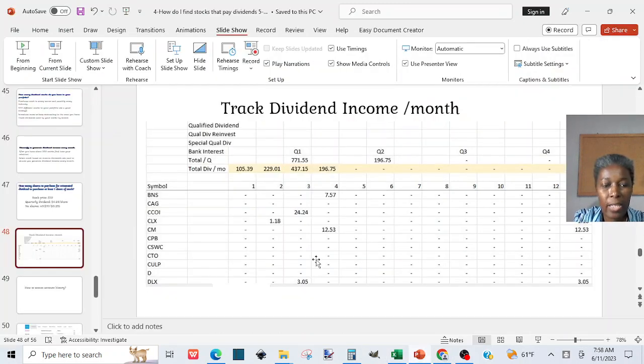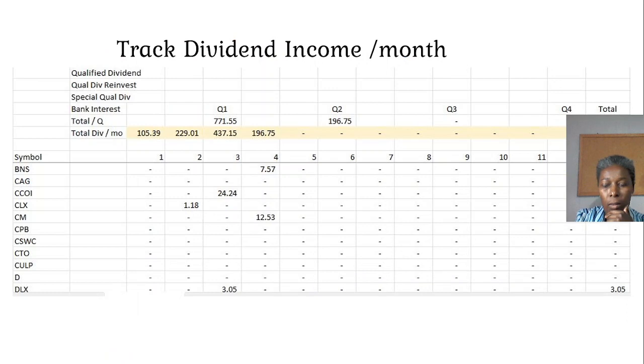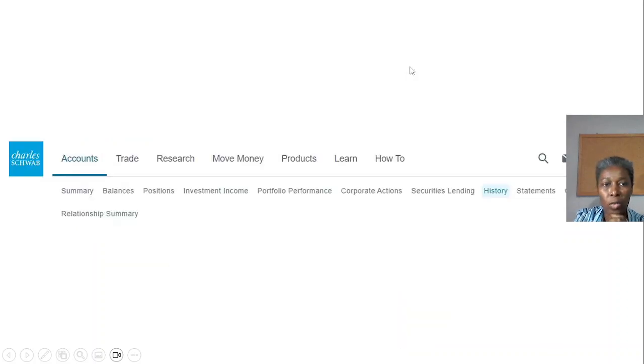So how to access the history? Let me go back. When you go to your account, you log into your Charles Schwab. By default, it will be under summary. On the top bar, under account, you look for history and you click on history. Sometimes when you are under account, you'll find it on the lower top bar.